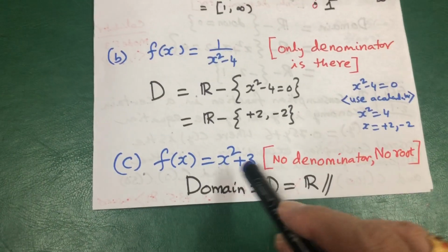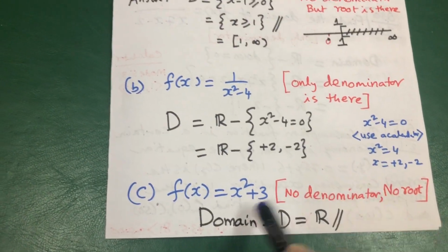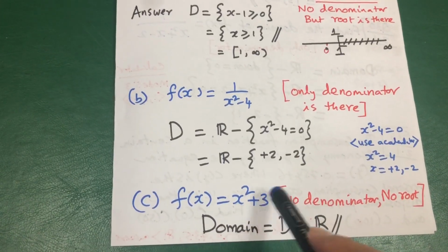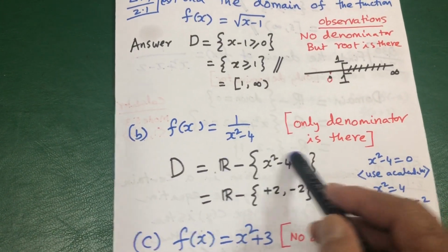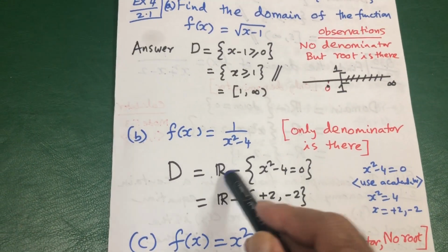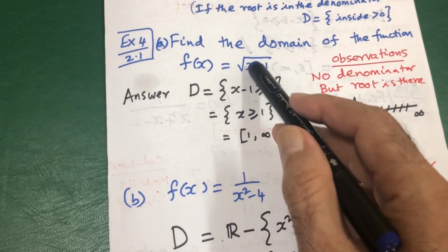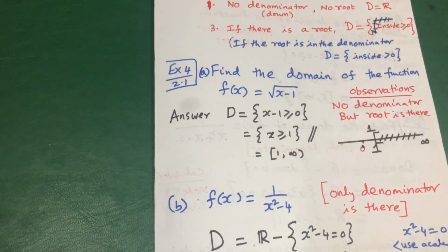Let us take x square plus 3. Here there is no denominator, no root. So you directly write D is equal to R. I repeat, when there is no denominator, D is equal to R. When there is a denominator, remove the denominator, R minus denominator equal to 0. This is the answer. When a root is there, take the inside of the root greater than or equal to 0. That will be your answer.